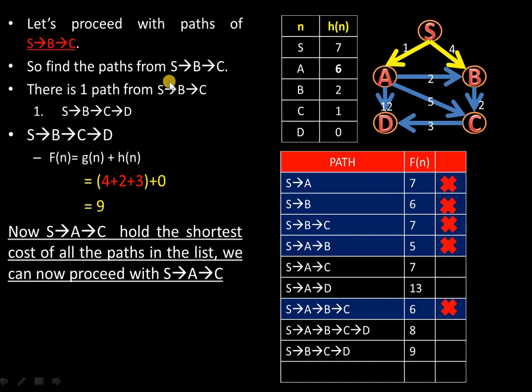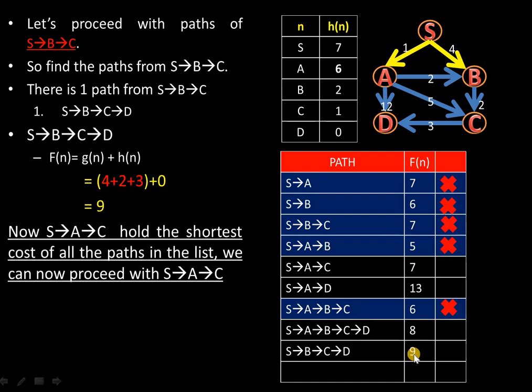So we have to find the paths leading from S to B to C. There is only a single path leading from this, that is to D. So S to B to C to D, and I'm going to find the function value here, and it is g of n plus h of n. And what is g of n? S to B 4, B to C 2, and C to D 3. 4 plus 2 plus 3, and h of n is equal to the heuristic value of the last node, that is D, that is 0. And when you add 4 plus 2 plus 3, it is equal to 9. And I am entering this to the list.